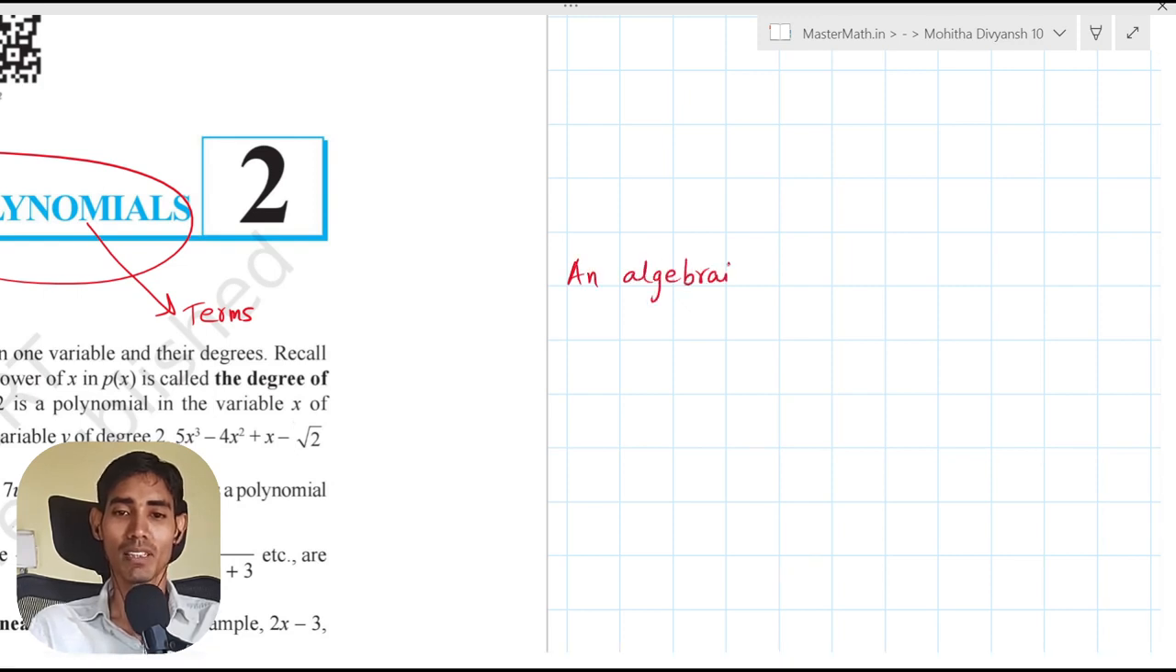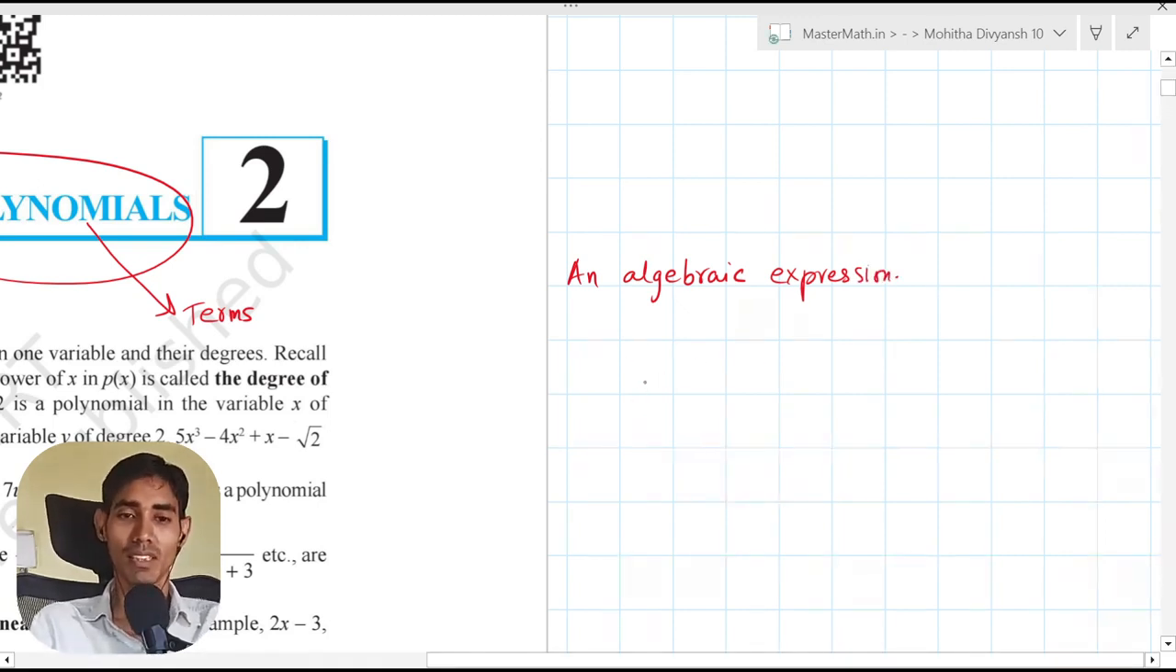It's an algebraic expression. This is the simplest version of the definition. It's an algebraic expression and which has multiple terms. Now, what is algebra related to and what's this expression?